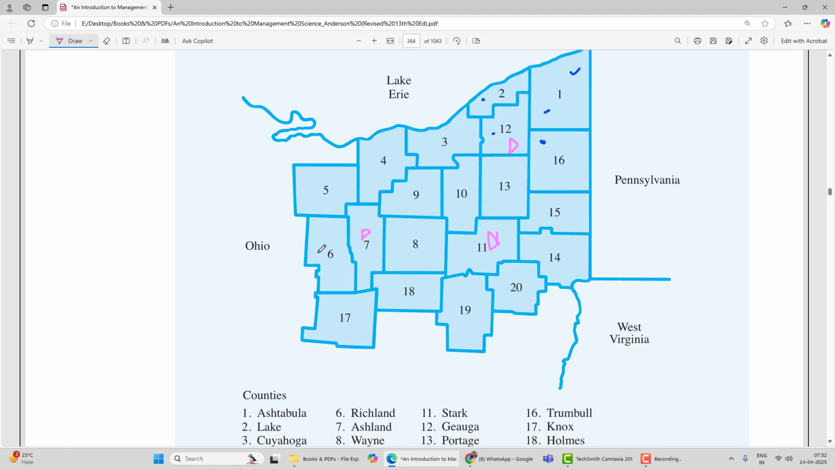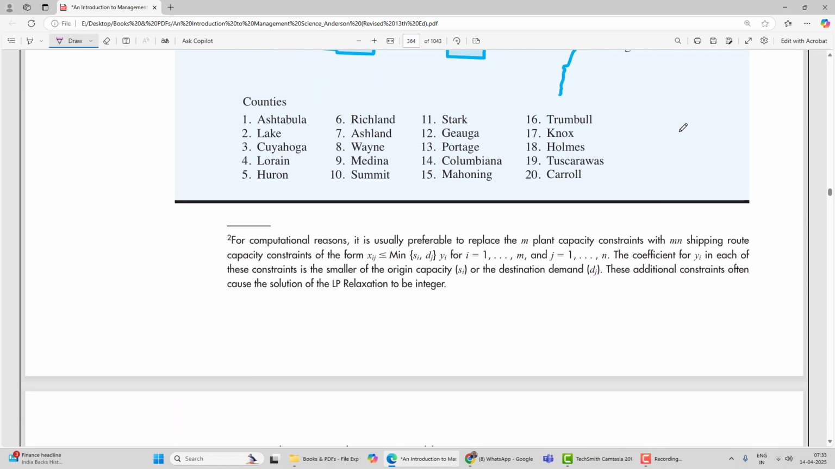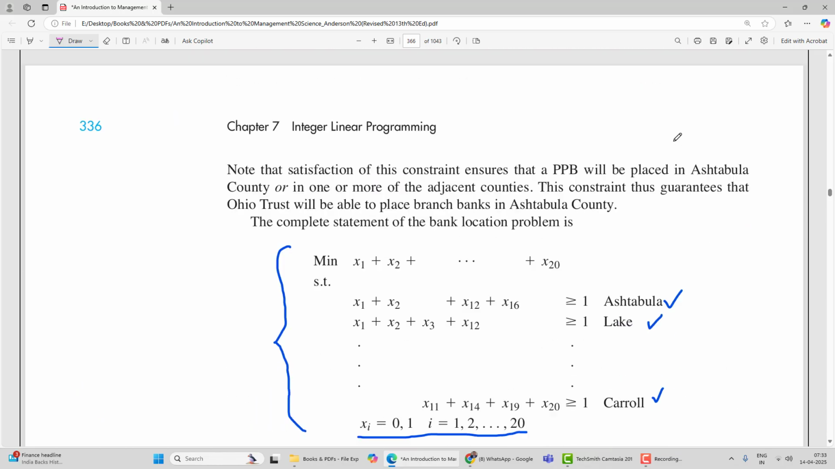You can just cross-check: when you have it in 7, all this will get covered. When you have it in 11, all this part will get covered. And when you have it in 12, all this will get covered, right? So with a minimum of 3 PPBs in 7, 11 and 12, the bank can do business in all 20 counties, which was their objective. So this is how the bank location problem gets solved.